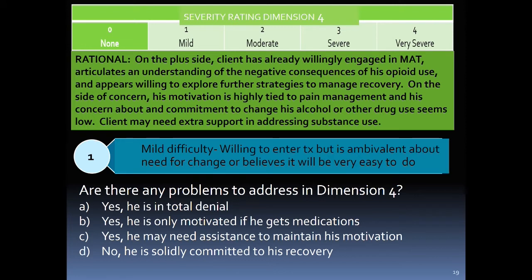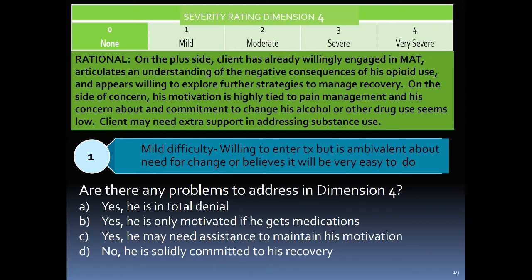The severity rating for Dimension 4, rationale. On the plus side, client has already willingly engaged in medication assisted treatment, articulates an understanding of the negative consequences of his opioid use, and appears willing to explore further strategies to manage recovery. On the side of concern, his motivation is highly tied to pain management, and his concern about and commitment to change his alcohol or other drug use seems low. Client may need extra support in addressing substance use.